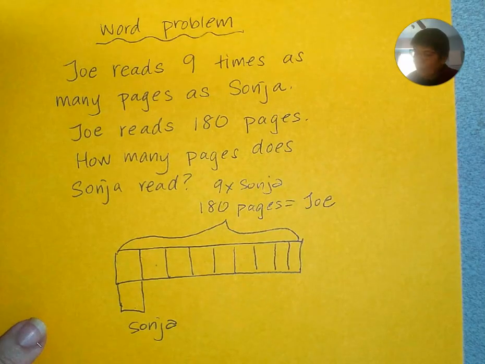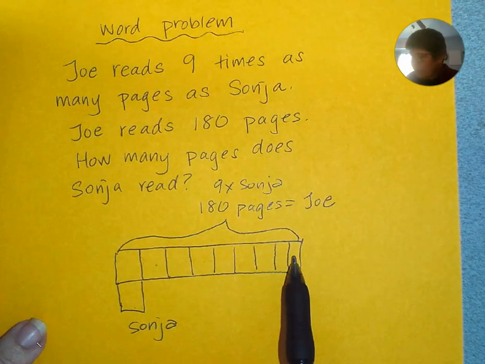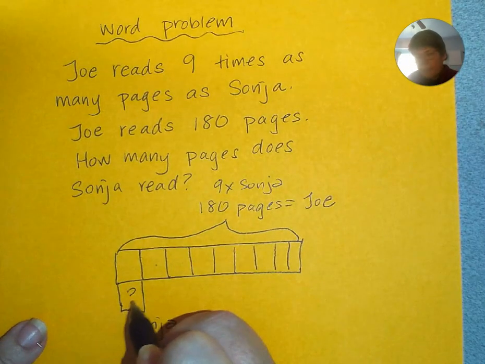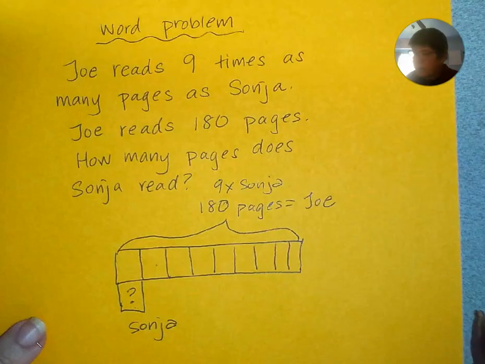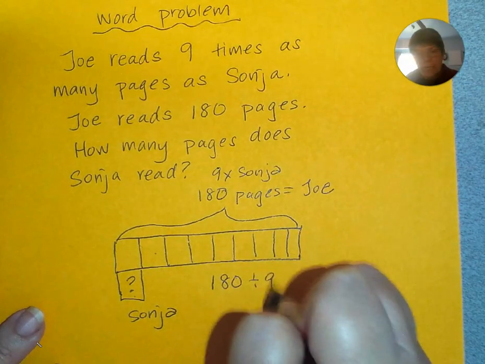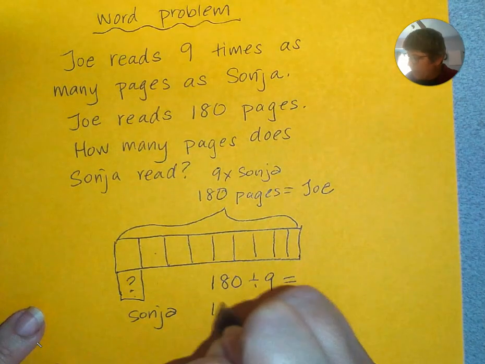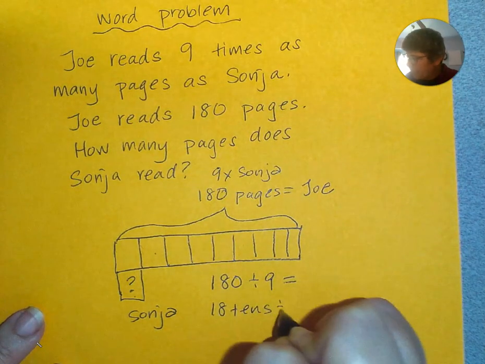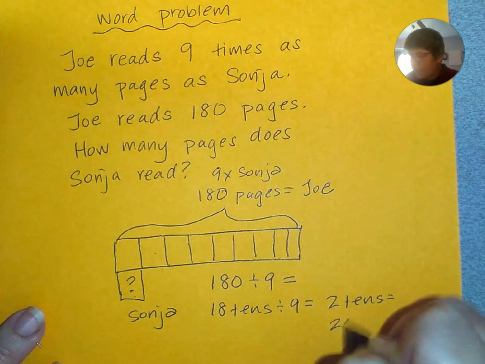Well, we are. Don't worry, because I know how much he reads, but my question is how much does she read, right? And I know his is 9 times more than hers. I have to divide 180 by 9 to find out how much she read. So 180 divided by 9, that would be 18 tens divided by 9, which would be 2 tens, which would be 20.